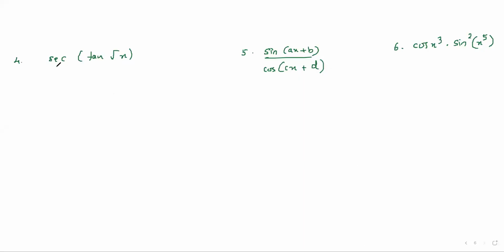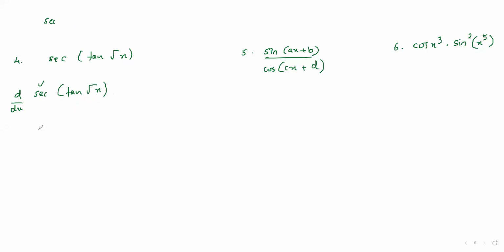The next question, number 4, is sec of tan root x. So what is the derivative of sec of tan root x? D by dx of sec of tan root x. Okay. So sec is the outer function. What is the derivative of sec x? Sec x derivative is sec x tan x, right? So what do you have to write? Instead of x, what do you have? Tan root x. So you have to write like this.